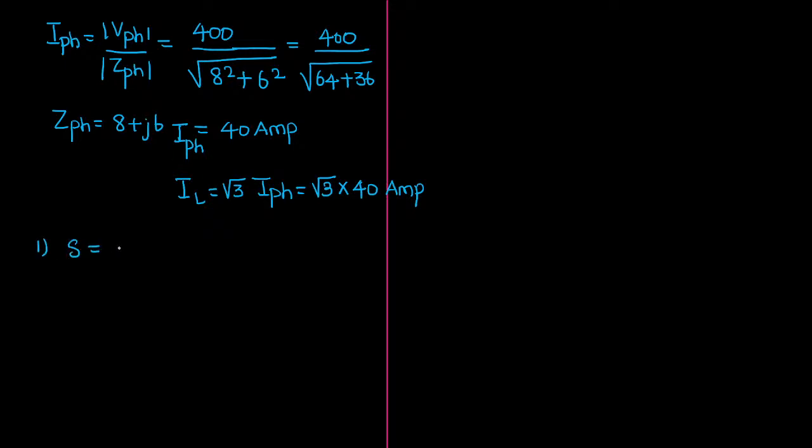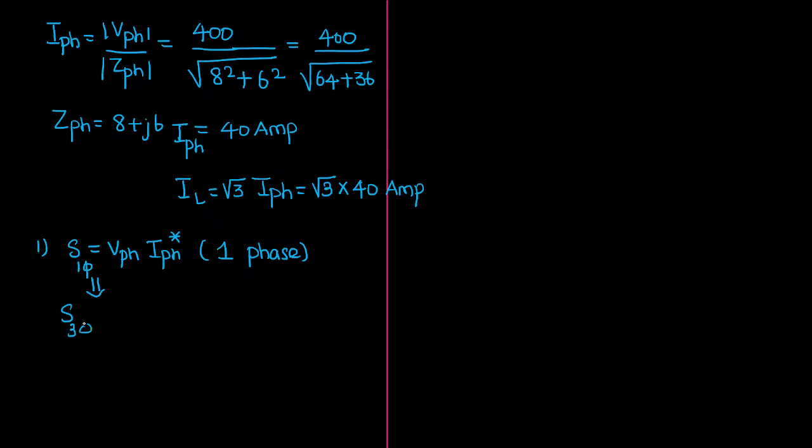What is the formula to calculate the apparent power? If your system is single phase, then the formula is the per phase voltage into the conjugate of the per phase current. We have already gone through this. But when we enter into the three phase system, this formula will become different.